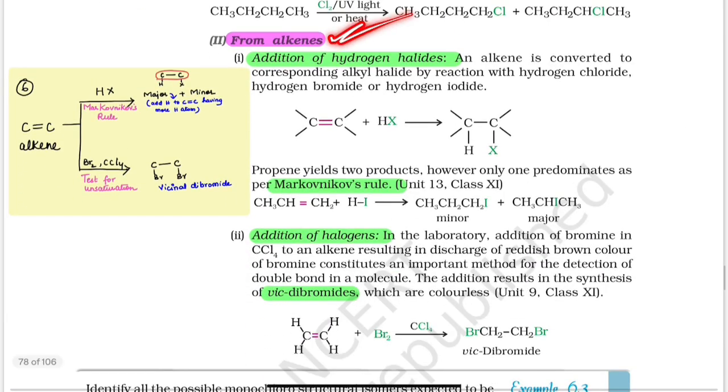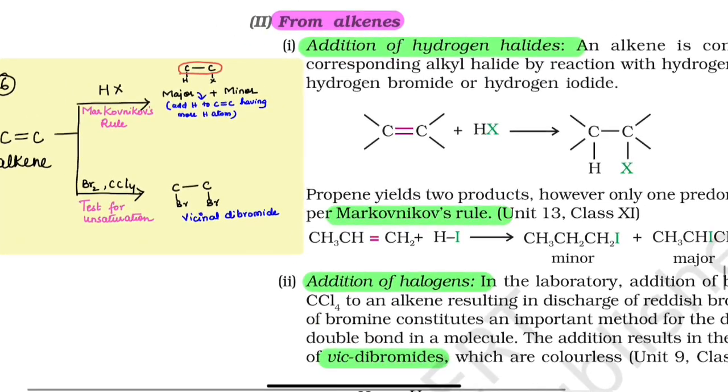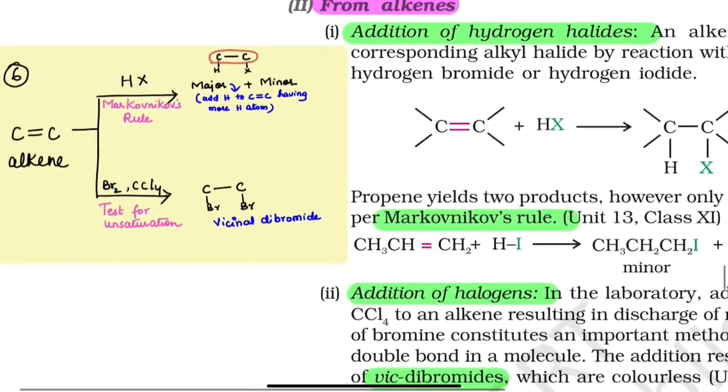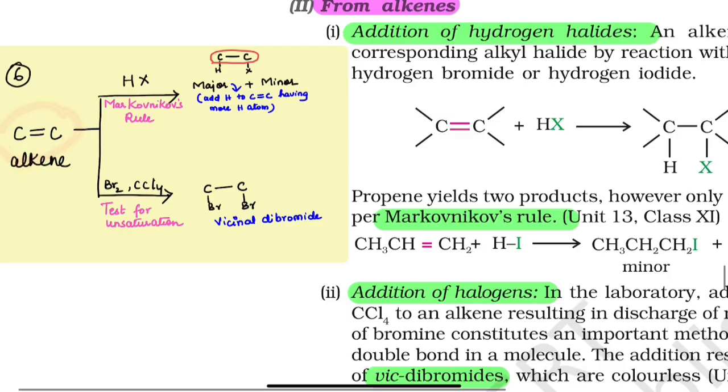And then from alkene. So from alkene is addition of hydrogen halide. What happens is, if a carbon-carbon double bond is present, and if you are taking hydrogen halide, you get alkyl halide.